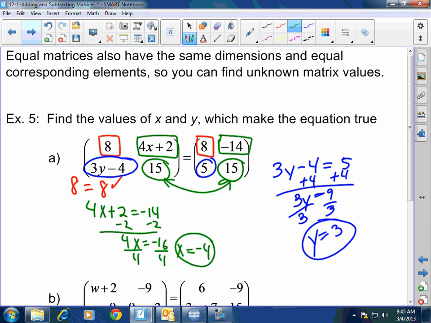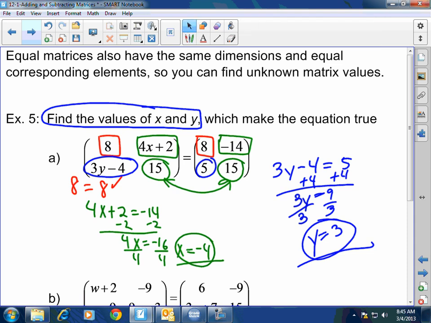So the answer is x equals negative 4 and y equals 3. Why are those the answers? Because that's what they asked me for, sir. Find the values of x and y. Thank you for asking. Good job. Yes, sir. You would have to do all the work, yeah, unless you could do it in your head.